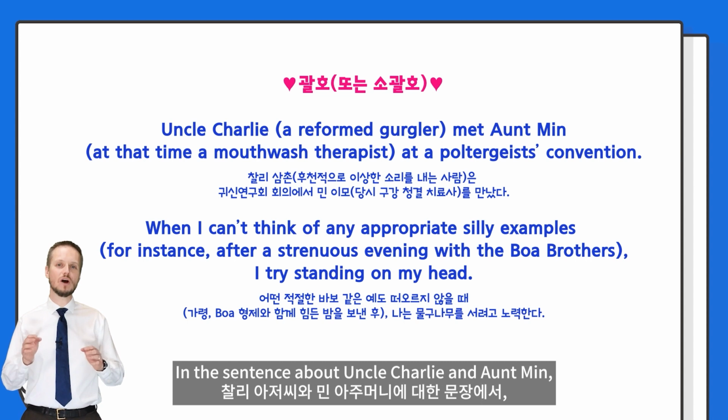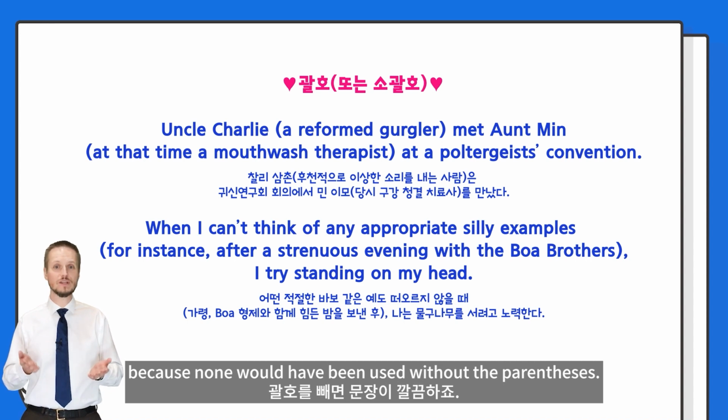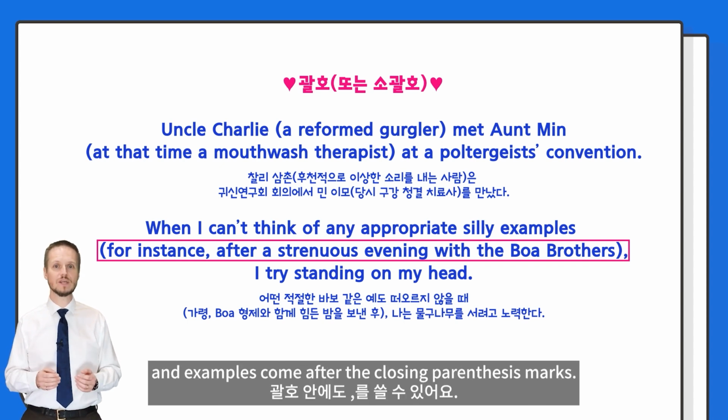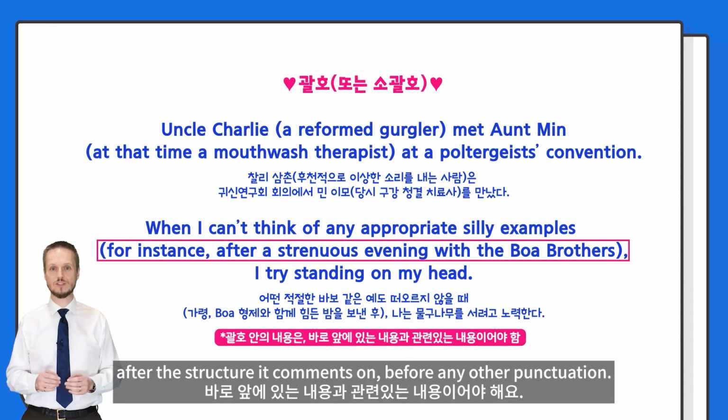In the sentence about Uncle Charlie and Aunt Min, no punctuation follows either parenthesis because none would have been used without the parentheses. The commas that would ordinarily follow adverbs and examples come after the closing parenthesis marks. The rule is that the expression in parentheses should come immediately after the structure it comments on, before any other punctuation.